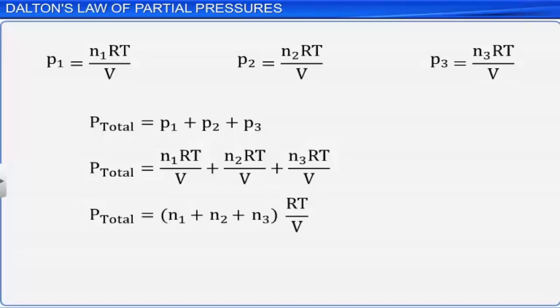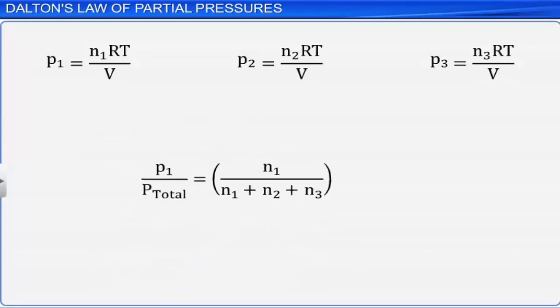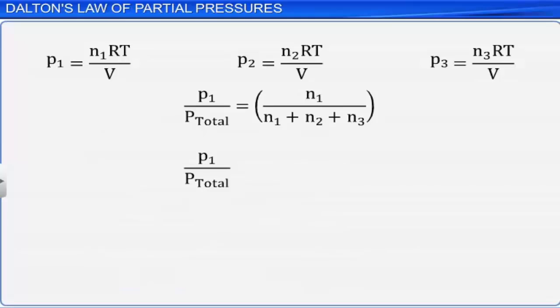On dividing P1 by P total, we get P1 by P total equal to N1 divided by N1 plus N2 plus N3. Here, RT and V get cancelled. Therefore, P1 by P total is equal to N1 divided by N, where N is equal to N1 plus N2 plus N3, or total number of moles.